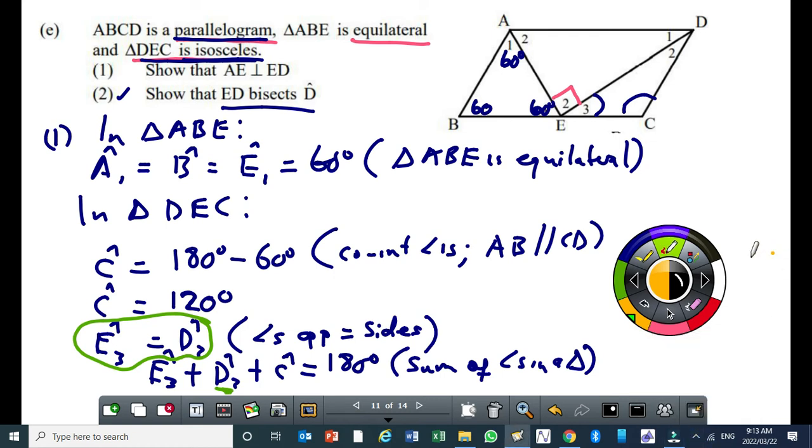If you say angle C plus D1 minus 180, that equals D2, right? No. No. Why not? Okay. All right. Let me carry on.